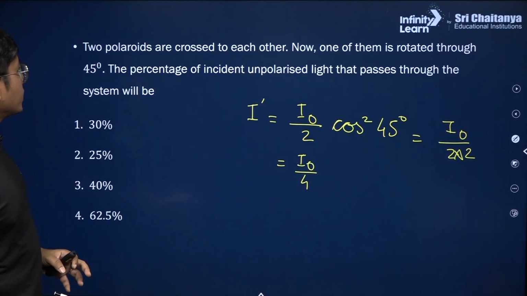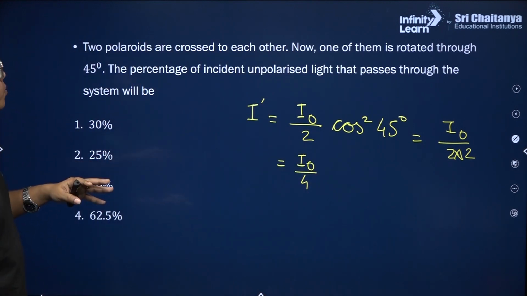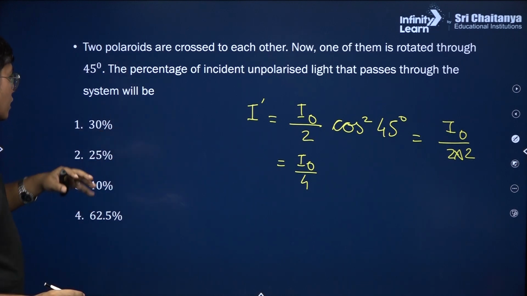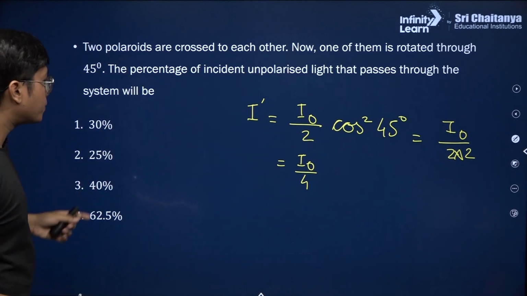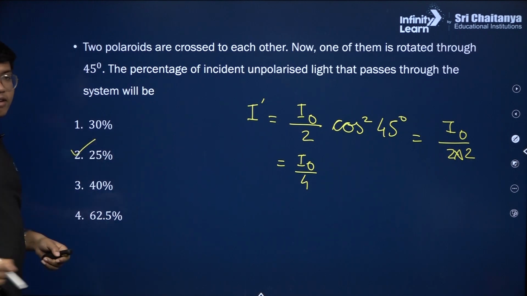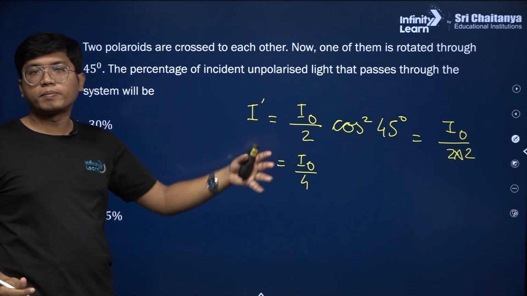They have asked what would be the percentage of incident unpolarized light that passes through. So we need the percentage of this that passes through. The percentage would just be 25%. 1/4 of the original, 1/4 means 25%.